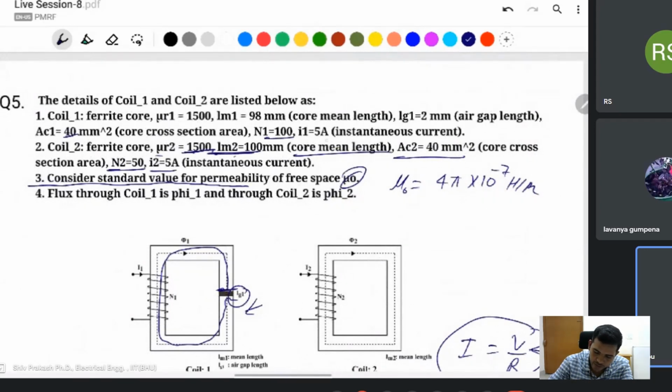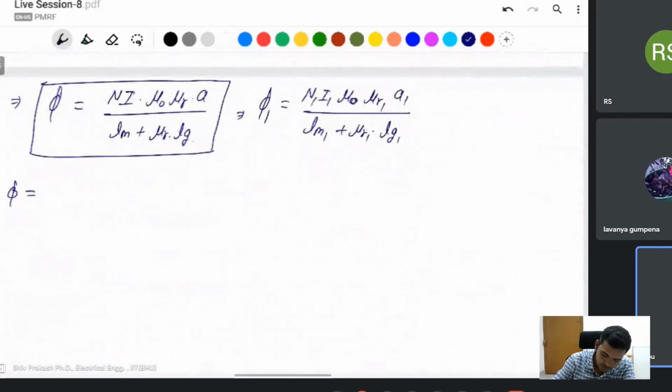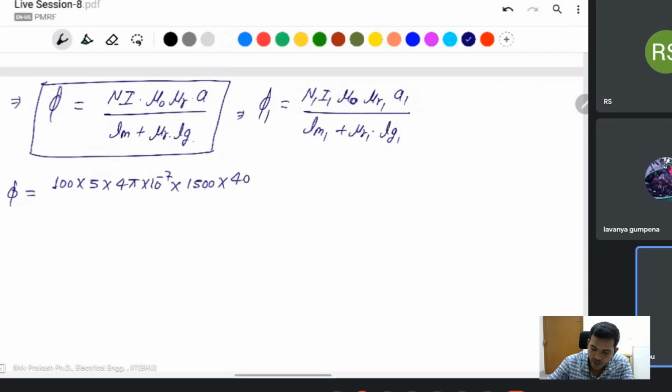N1 is 100, I1 is 5, mu naught is given as 4 pi into 10 to the power minus 7, mu r1 is 1500. The cross-sectional area is given as 40 mm square. You calculate in meters only, because all quantities are in meters. So in meters it is 40 into 10 to the power of minus 6 meter square.